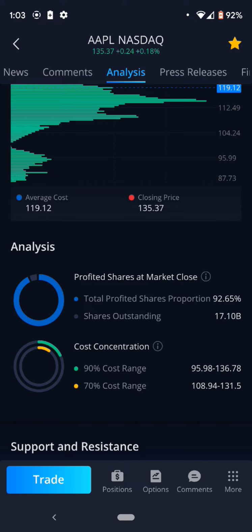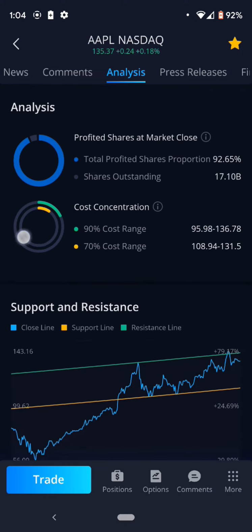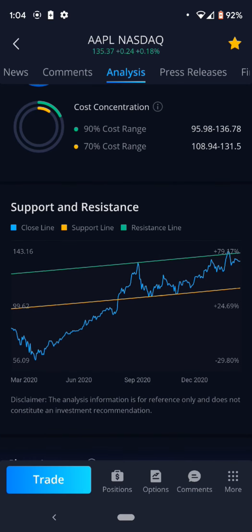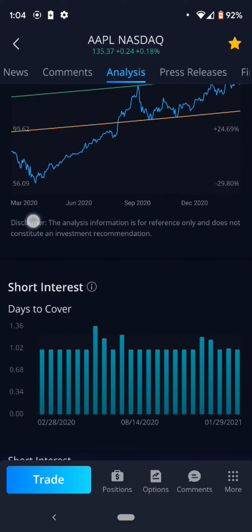I see people profiting. In fact, it shows you 92% of people holding shares are profiting right now. So why would anyone sell? There's no reason to sell right now, guys. Not Apple anyway. And it also shows you the cost concentration, 90% versus the 70% cost ranges. That overlap is important, and I can explain that later. I also want to show you guys the support and resistance lines that each stock price has, and as you can see, they're both trending upward, so that's a good buy signal.